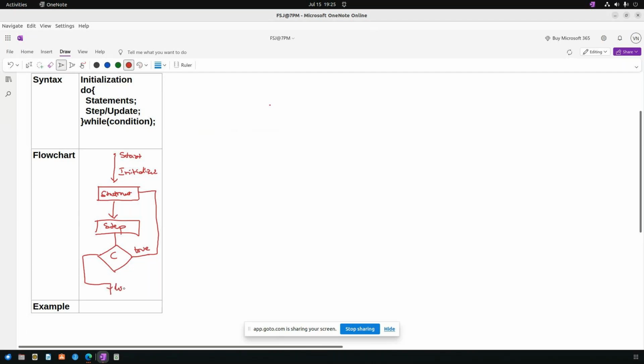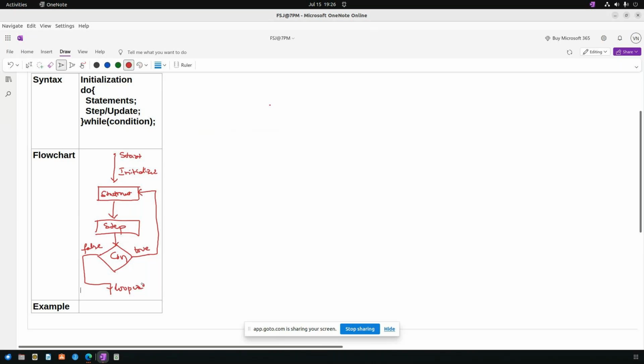Loop exit. So basically, this is the logic. You have initialization here, the statement goes here, and the condition comes here. If the condition is true, again the statement will get executed, then the step will continue, and again the condition will be checked. It goes on like this. Once the condition becomes false, the loop exits.